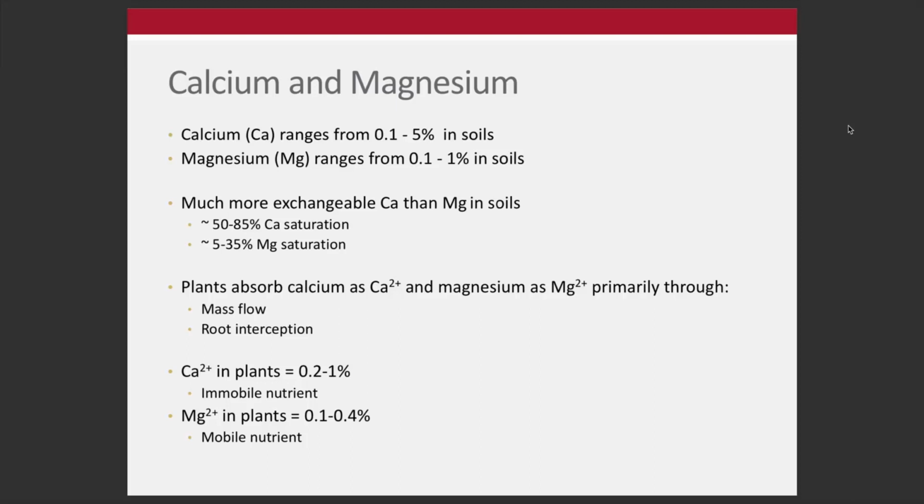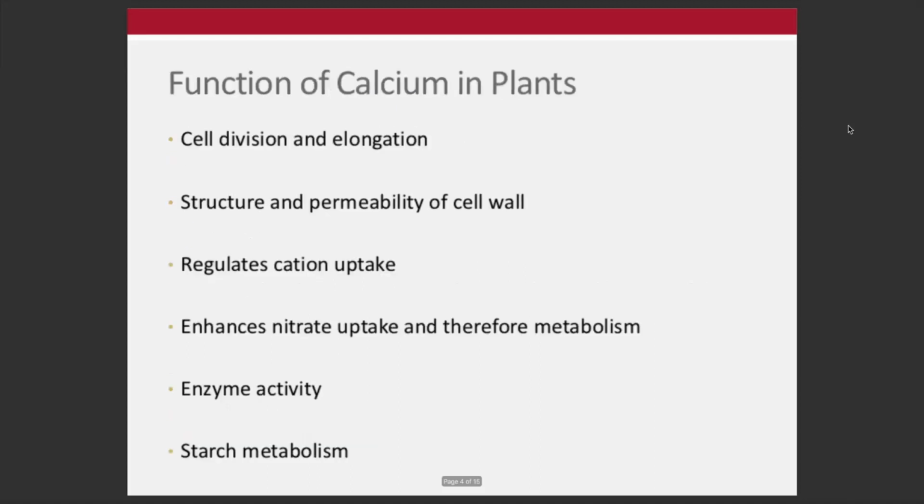Okay, so both of these nutrients primarily move through to the roots through mass flow, but also root interception to some extent. And then a major difference is that calcium is an immobile nutrient. That is, it's going to show up in new tissue first, those deficiency symptoms, where magnesium is going to show up as a mobile nutrient. And just like NPK, it's going to typically show up deficiencies in older plant parts before newer plant parts.